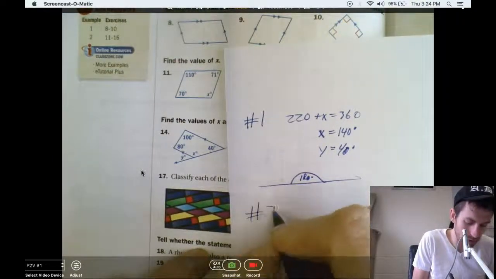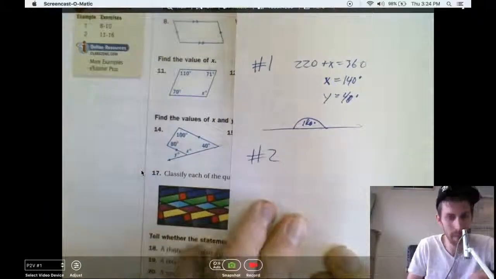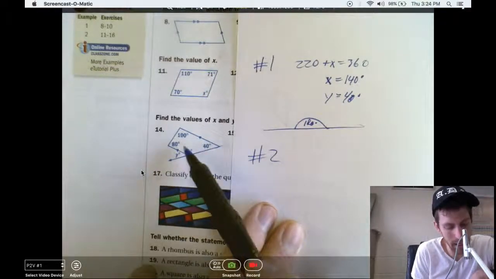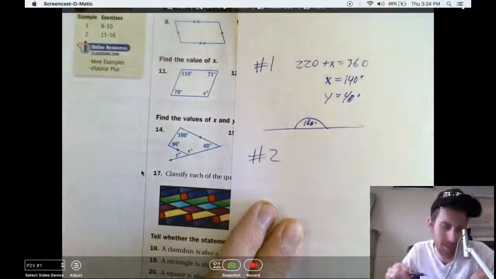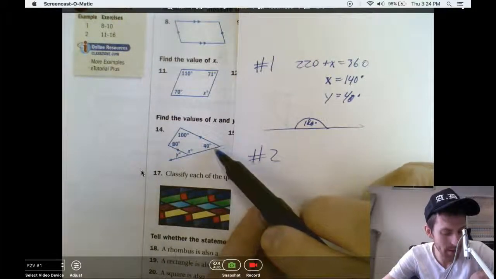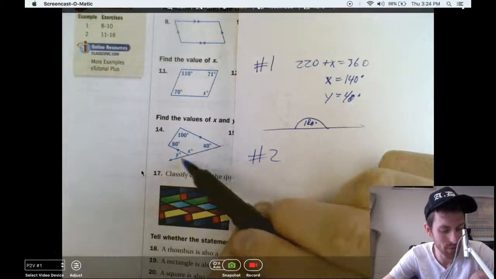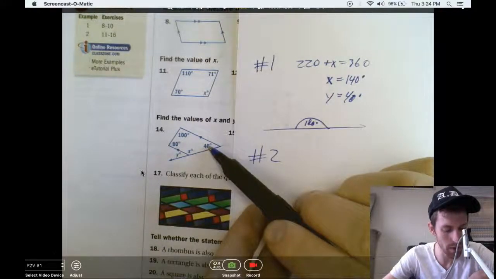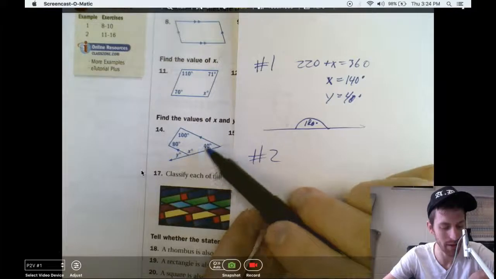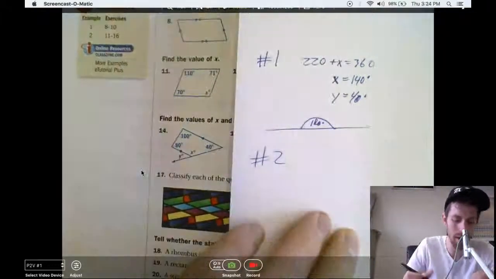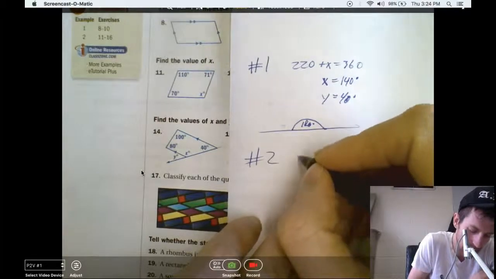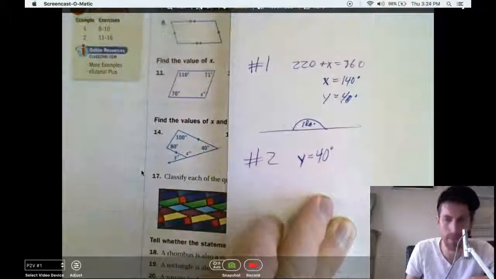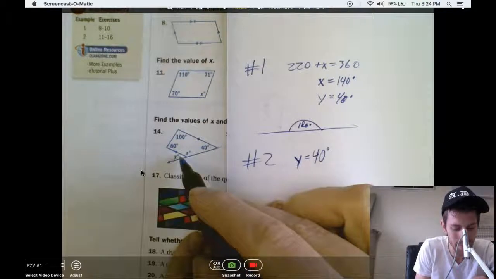Route number two would be this. You tell me which one you like more after I'm done. Number two would be: these lines are parallel. I am an observant student, and I see that these lines are parallel, and this line is cutting through the parallel lines. That's a transversal. We learned about this last lesson. So 40 and y are corresponding angles, meaning they are exactly the same. Because of my observation, I can just say right off the get-go that y equals 40.